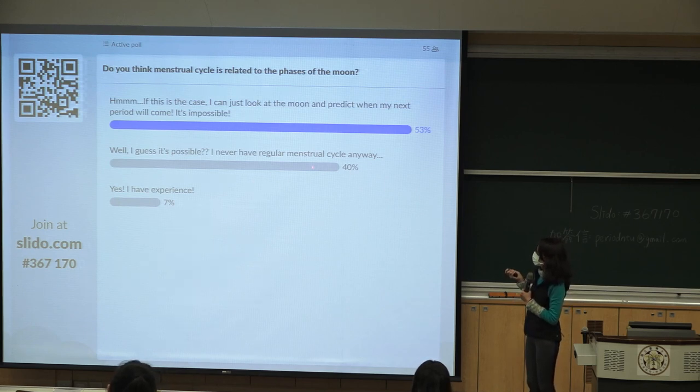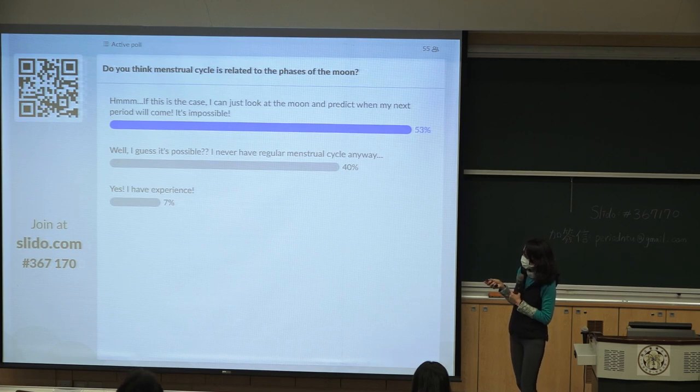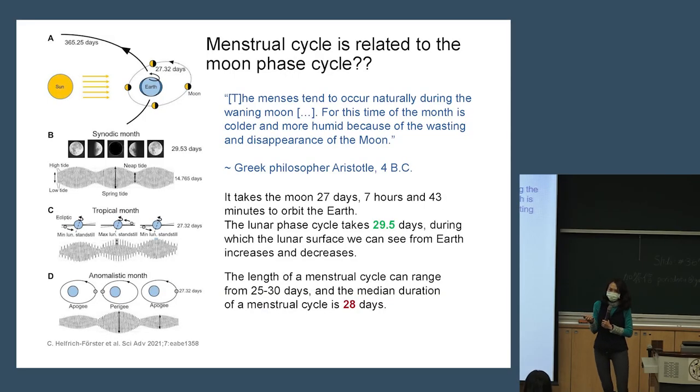But some people, well, think that it's possible, and 7% of the people think that it's likely because they have experience. Let's take a look at this. Actually, in 4 BC, Aristotle already said that the menses tend to occur naturally during the waning moon. For this time of the month, it's colder and more humid because of the wasting and disappearance of the moon. 那个古早人他觉得是跟月相有关系。Okay, but why?